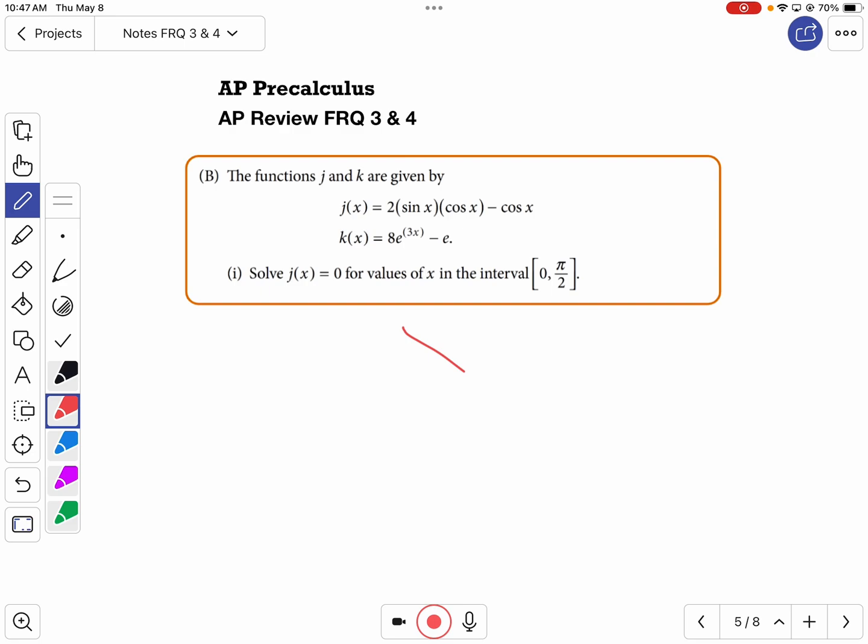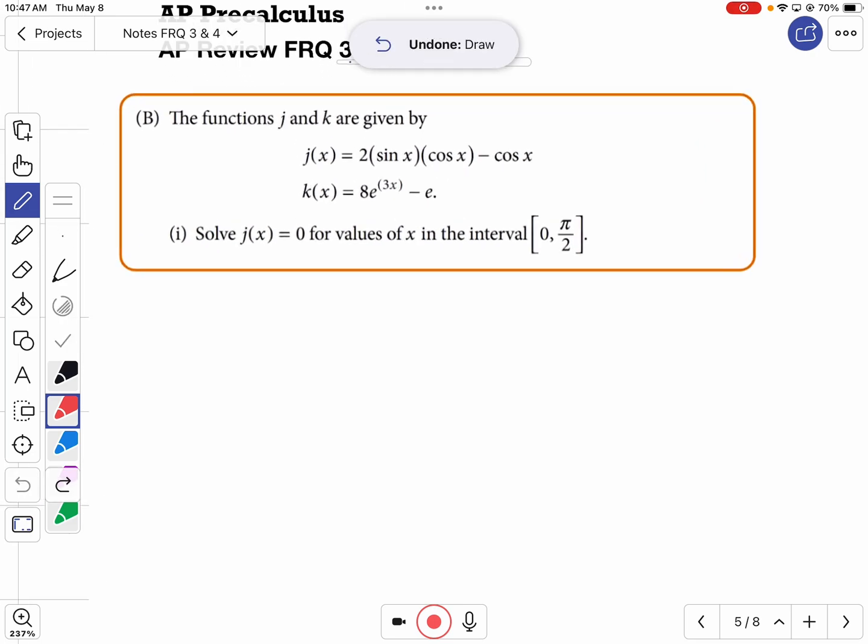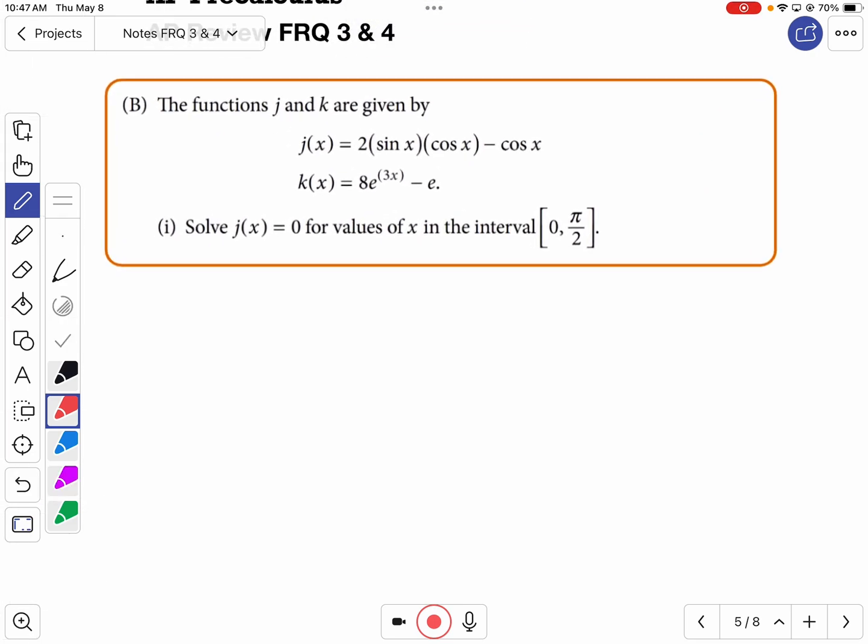So again, two more functions they want us to mess with. j of x is 2 sine x cosine x minus cosine x, and k is an exponential.